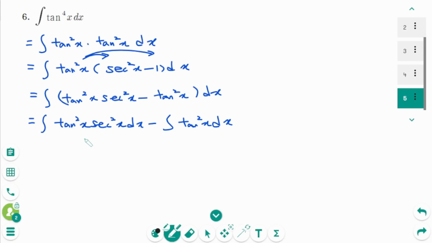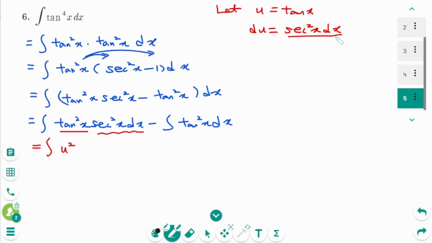The first one uses u substitution because the power of secant is even. So let u equal tangent x, then derive on each side. Du equals secant squared x dx, integral of u squared then du. The second one, that's question 5 that we just integrated.